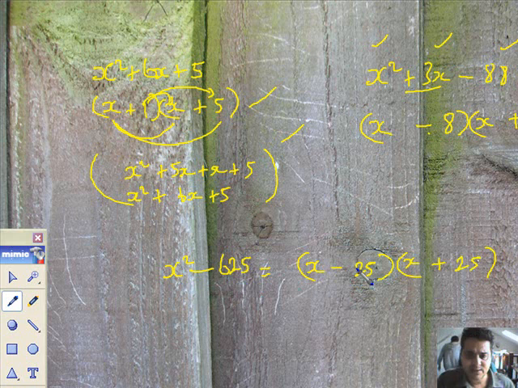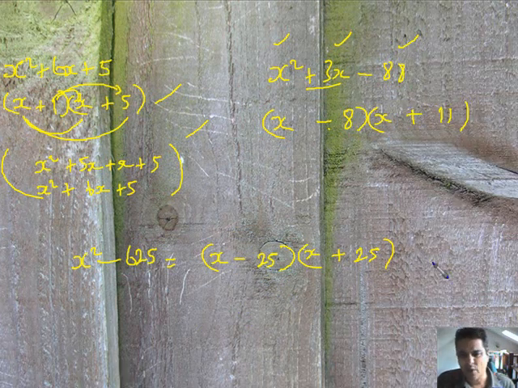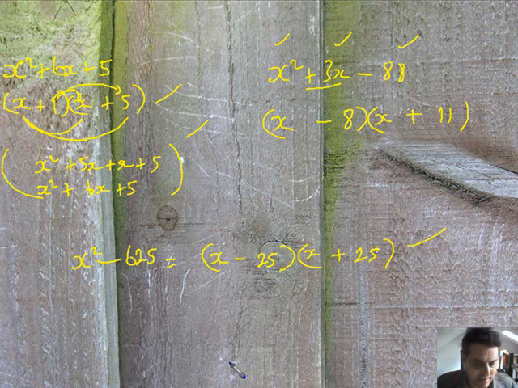x times x, x squared. x times 25, 25x. Minus 25 times x, minus 25x. So the 25x's cancel. And 25 times 25 is 625. Minus times a plus is negative. So work this out for yourself. That is completely correct. In fact, let me just check on my calculator to make sure it's good.